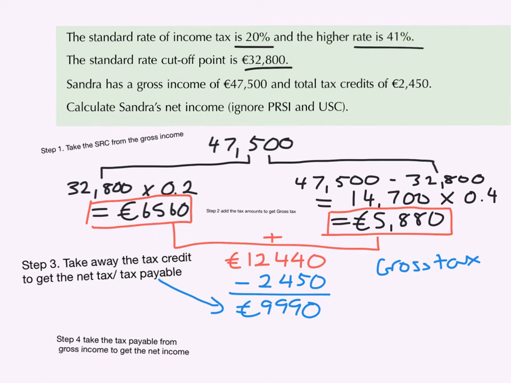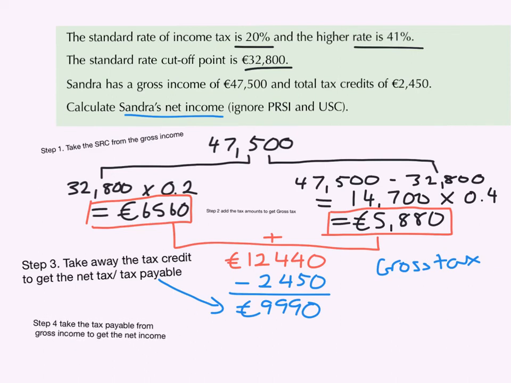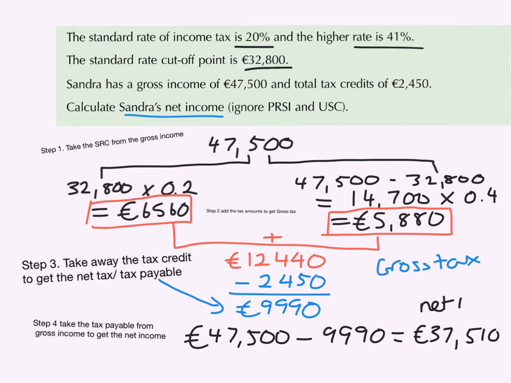And the final part here, because they've asked for Sandra's net income, my final step, which is step 4, is that I'm going to take my gross income, 47,500, minus my 9,990, and when I do that, I get 37,510, and that's net income. So that's what Sandra gets to take home.